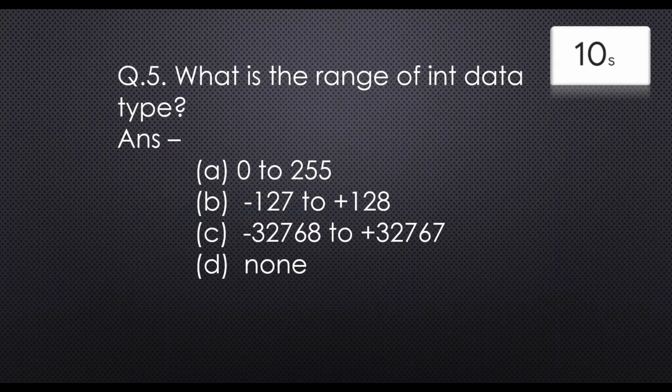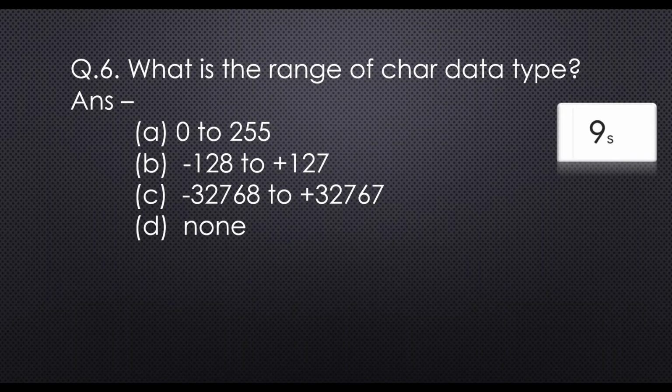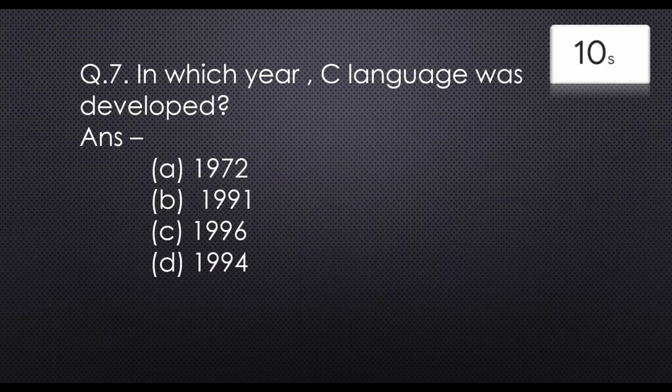What is the range of int data type? Answer is C. Minus 32768 to plus 32767. What is the range of char data type? Answer is B. Minus 128 to plus 127. In which year C language was developed?